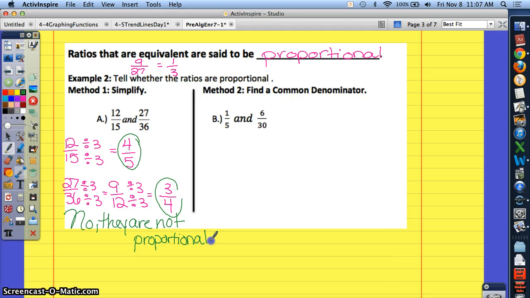Let's try the second one using a different method. So I want you to try both of them on these notes. In your practice, try them both on your homework, please. You don't have to do all the problems one way. Try them both. Another method you can use is you can find a common denominator.